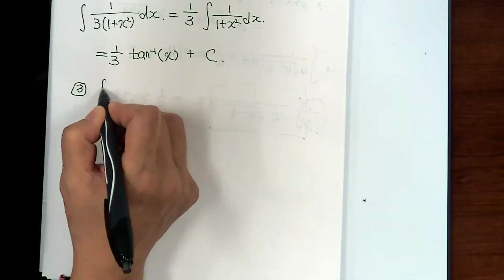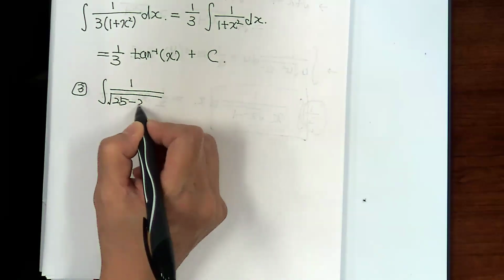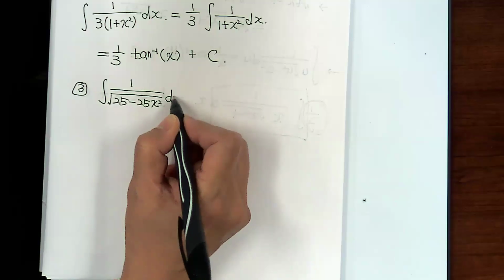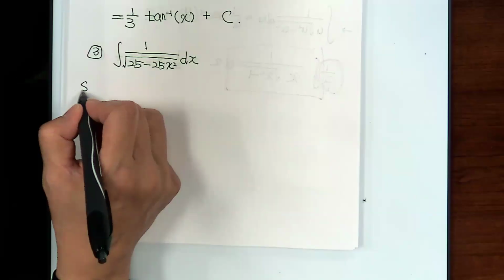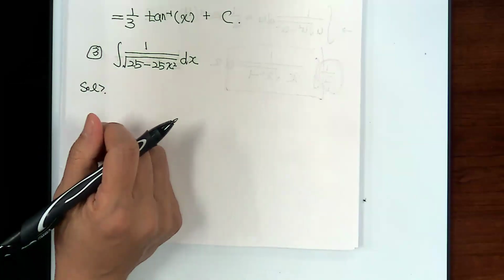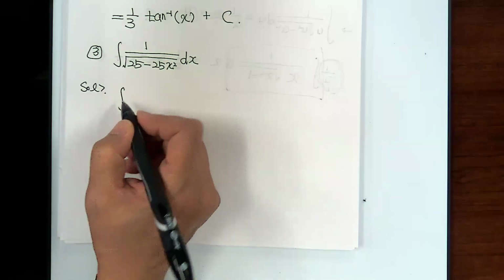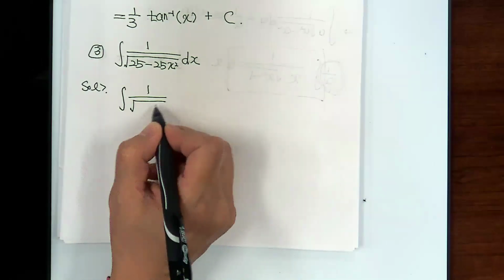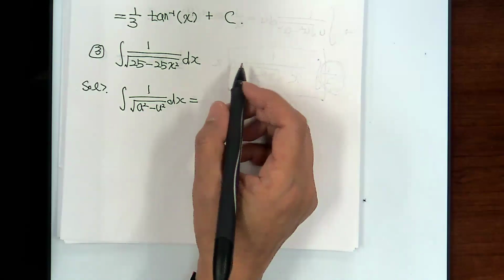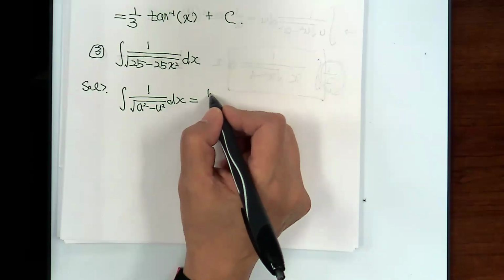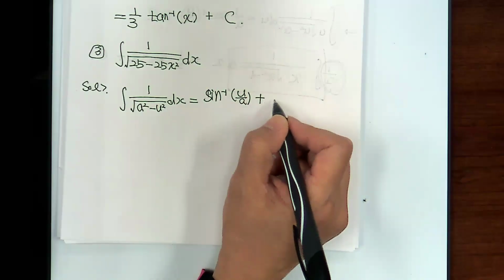The next question is the integral of 1 over square root of 25 minus 25x squared dx. This time, nothing is multiplied outside of the square root. So that's something to do with inverse sine. Let me write down the formula again. The integral of 1 over square root of a squared minus u squared du equals sine inverse of u over a plus c.